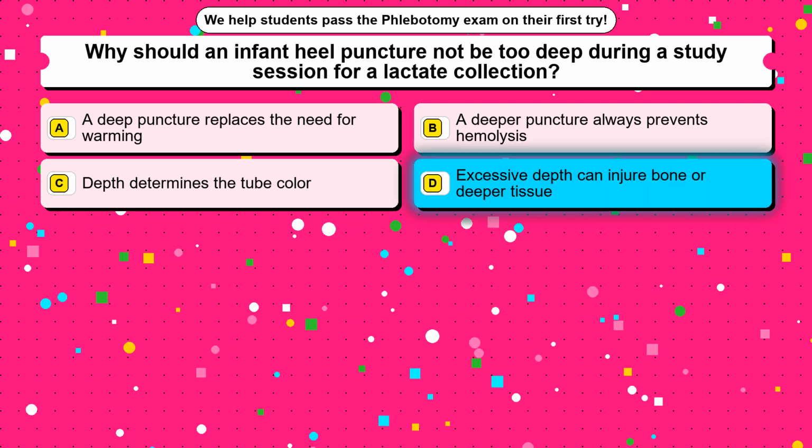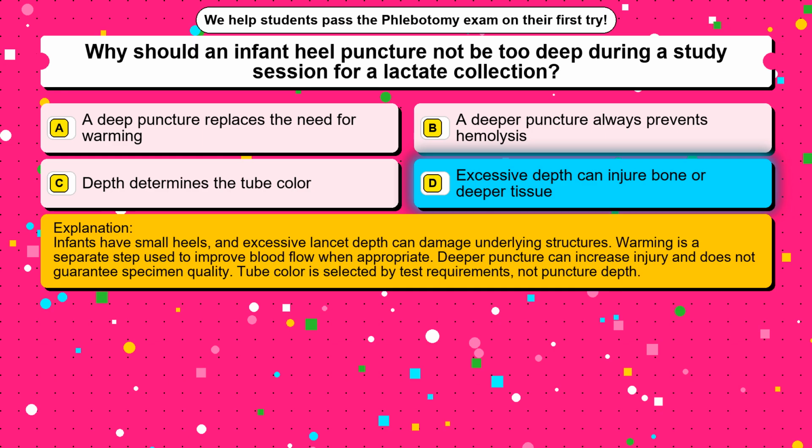The correct answer is option D. Excessive depth can injure bone or deeper tissue. Infants have small heels, and excessive lancet depth can damage underlying structures. Warming is a separate step used to improve blood flow when appropriate. Deeper puncture can increase injury and does not guarantee specimen quality. Tube color is selected by test requirements, not puncture depth.